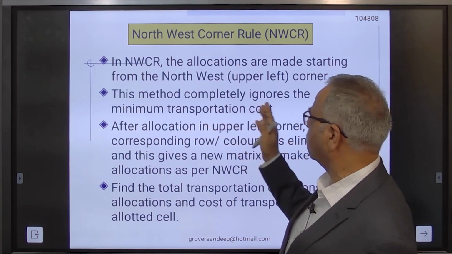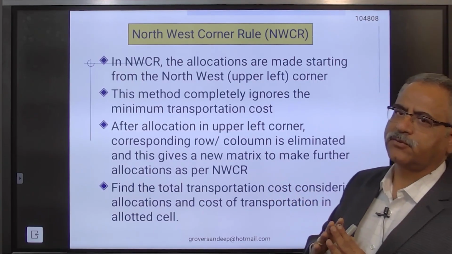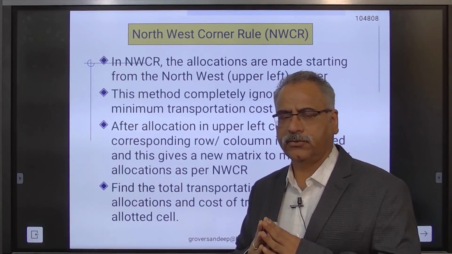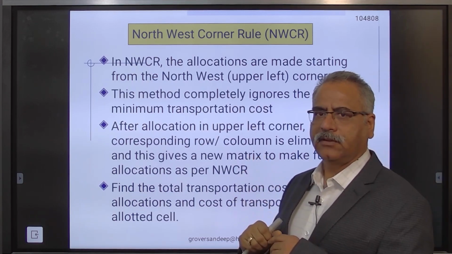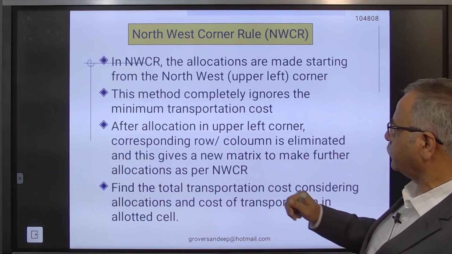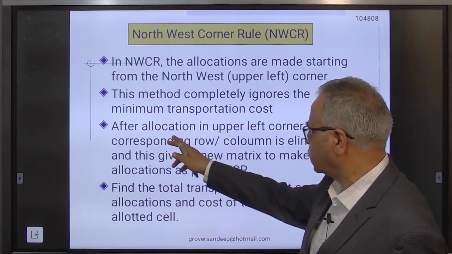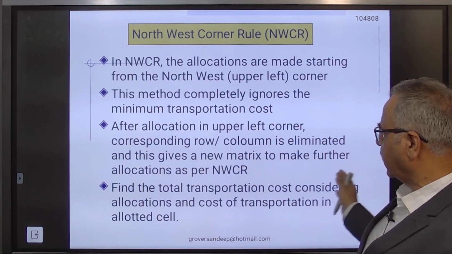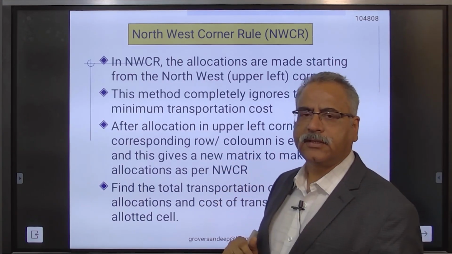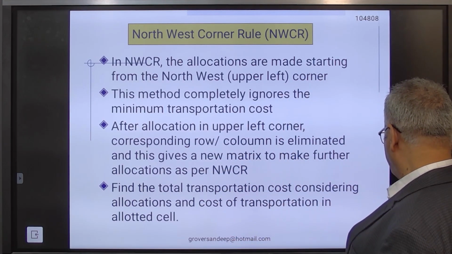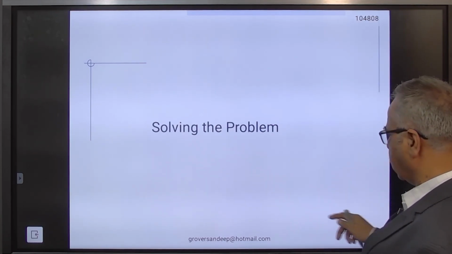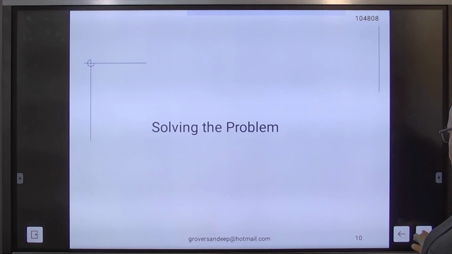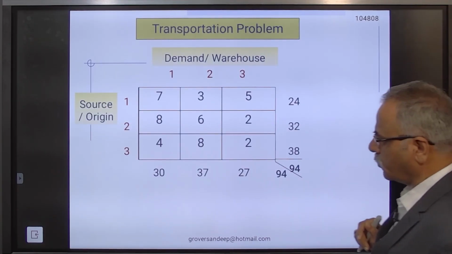Now this method completely ignores the minimum transportation cost. So the probability of getting an optimal solution through this method is quite less. So this is what I have told you. So when you allocate like this, then you find out the total transportation cost. So now what I will do is I will take up the same problem that we saw in slide number 8, and let us solve this problem.